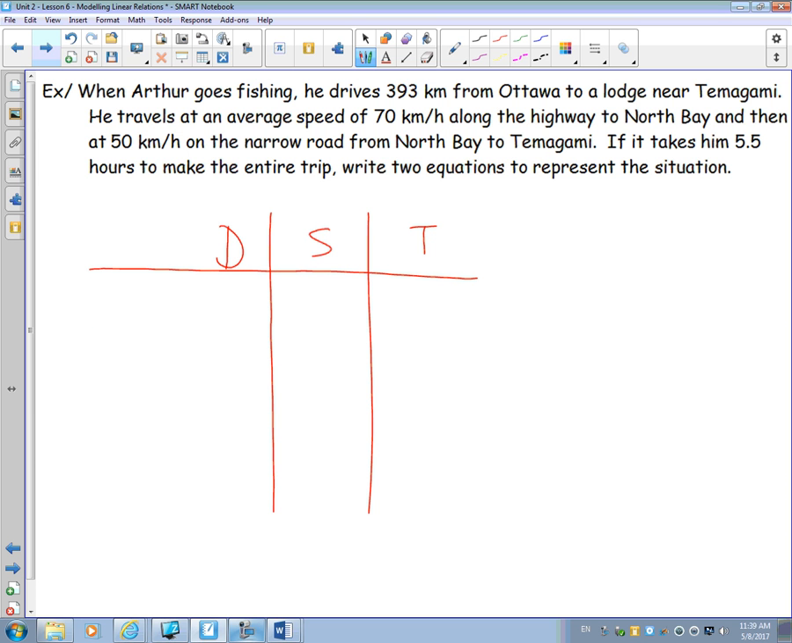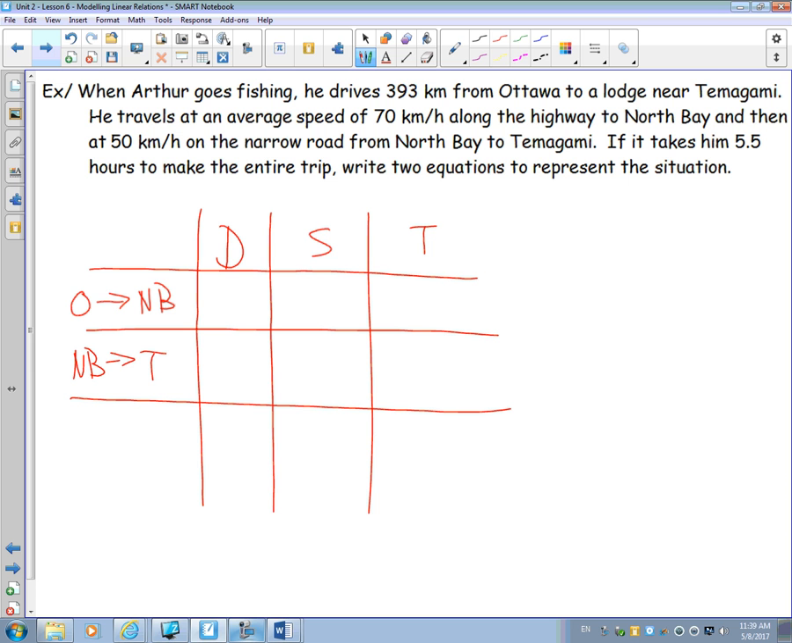All right, what's part one of the problem? He needs to get from the highway to North Bay. Okay, so he's going to go from Ottawa to North Bay, and then from North Bay to Temagami. Okay, and our total. What do we know? We know that there's 393 kilometers total distance.